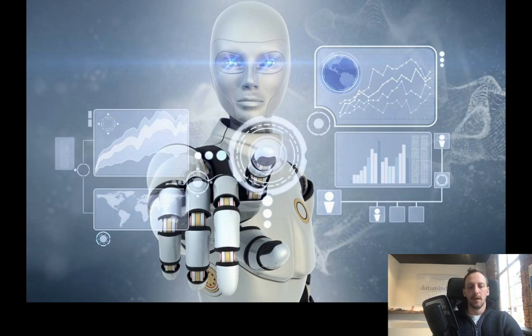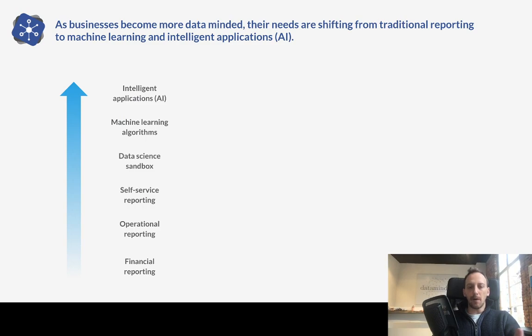based on certain parameters that you set, of course. So if we zoom out a bit, what is the trend that I've been describing here, and what is the pattern we see? As businesses become more data-minded, their needs are shifting from more traditional reporting to machine learning and AI.